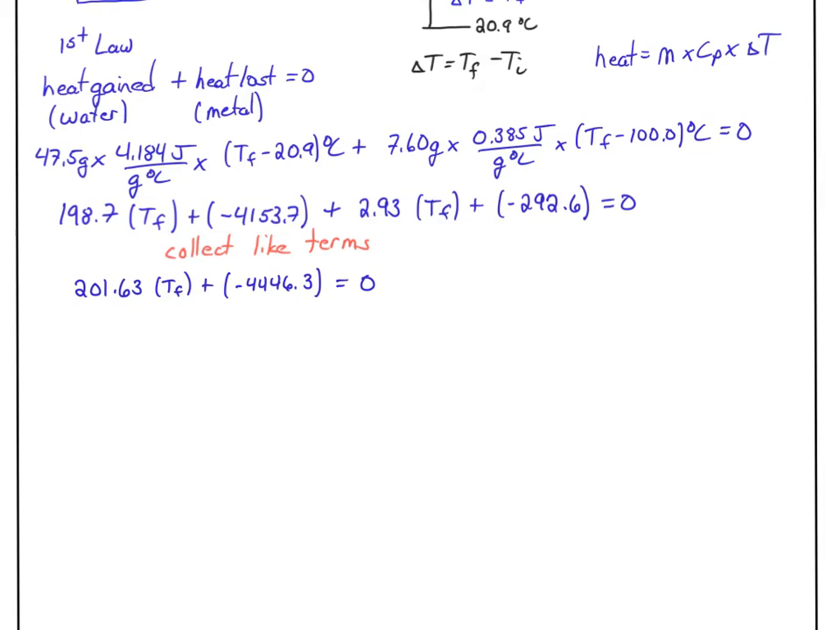Alright, and this is what we have after we collect our like terms. Again, we're solving for the unknown TF. So the next step is to add 4446.3 to each side of the equation. We have 201.63 multiplied by TF is going to be equal to a positive 4446.3. And we solve TF by division.